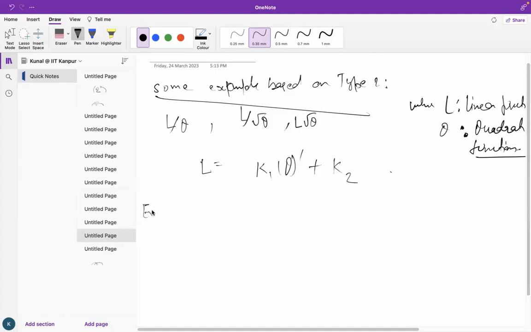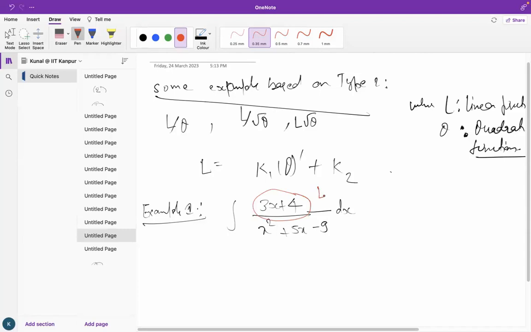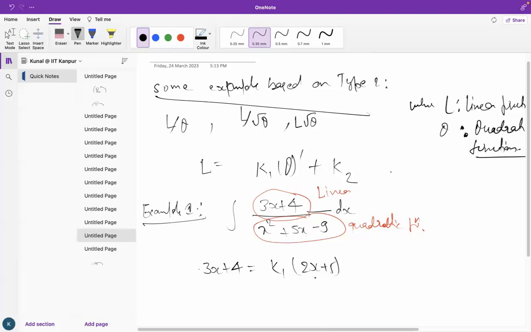So our example 1: we have to integrate a function which looks like (3x plus 4) divided by (x square plus 5x minus 9) dx, right? If we notice, in the numerator this is a linear function, and in the denominator there is a quadratic function. So we have to write the linear function 3x plus 4 as some constant times the differentiation of the quadratic. The differentiation of the quadratic is 2x plus 5, and plus some other constant.